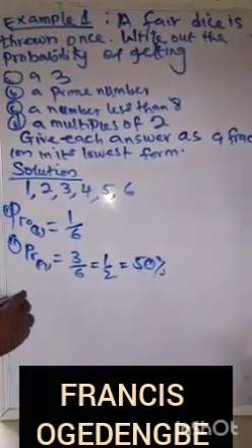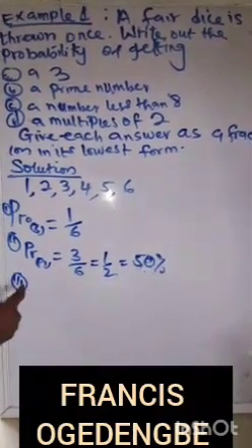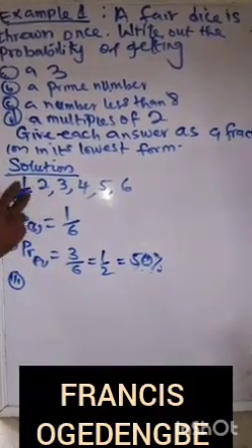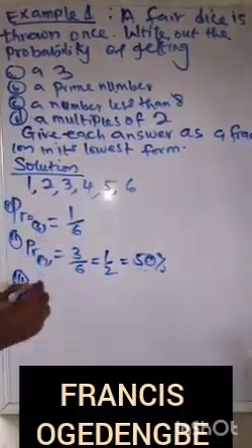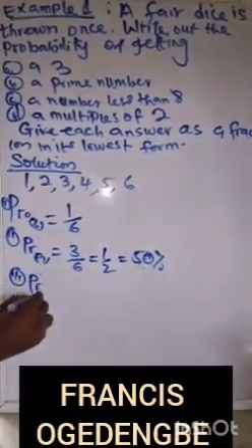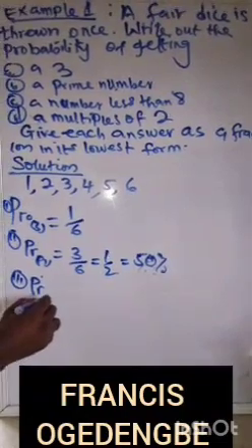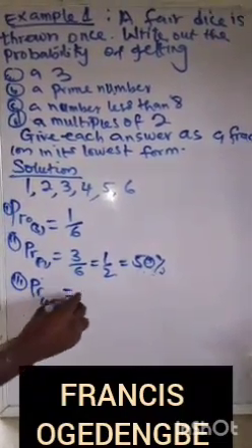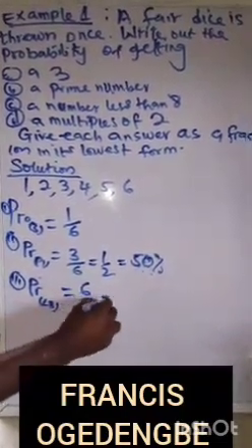Probability of getting a number less than 8. All of the numbers are less than 8: 1, 2, 3. So the probability of getting a number less than 8 is equal to 6/6, which equals 1.